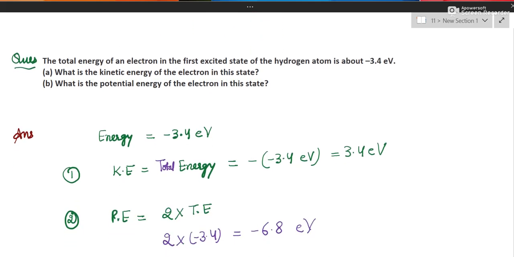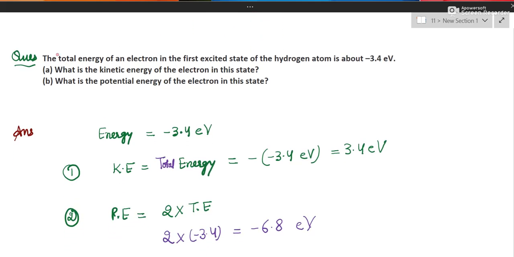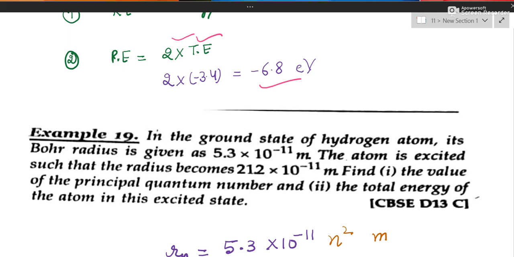Okay, coming to next. Total energy of an electron in first excited state is this much. So what is the kinetic energy? Kinetic energy is negative of total energy. So you can simply put the value. Okay. And what is the potential energy? Potential energy is double of total energy. So simple numerical.